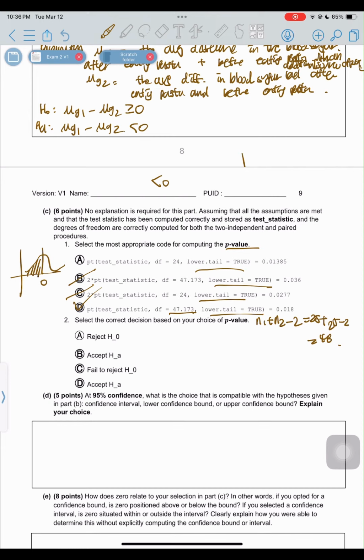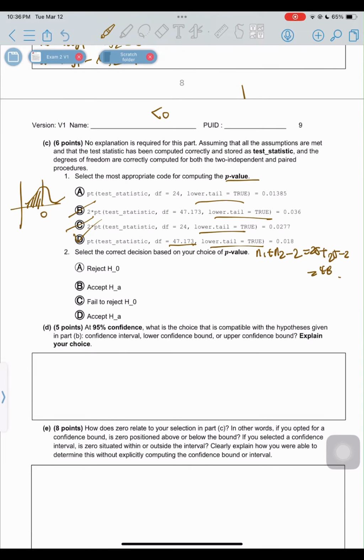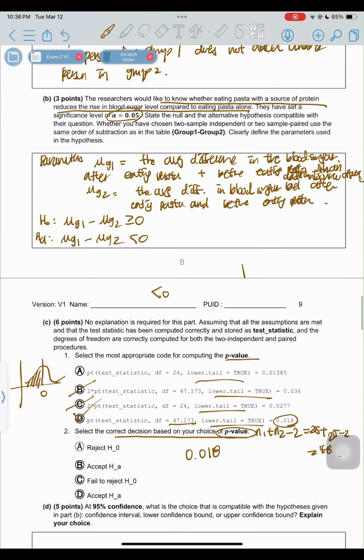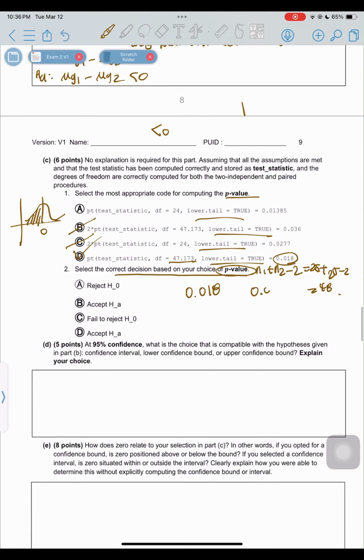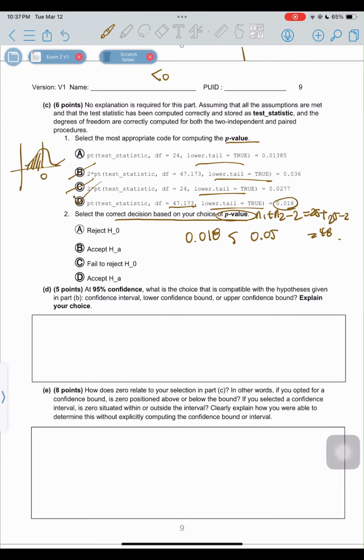So now let's move on to 2. Select the correct decision based on your choice of p-value. Our choice of p-value is 0.018, and the given significance level is 0.05, which is less than, right? So since the p-value is less than the significance level, we're going to reject the null hypothesis.